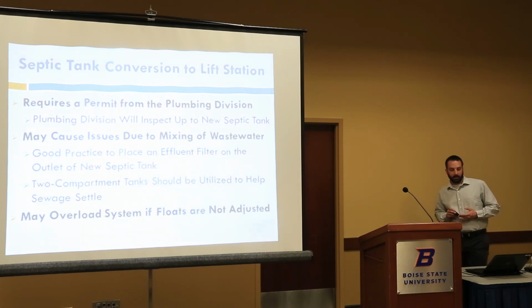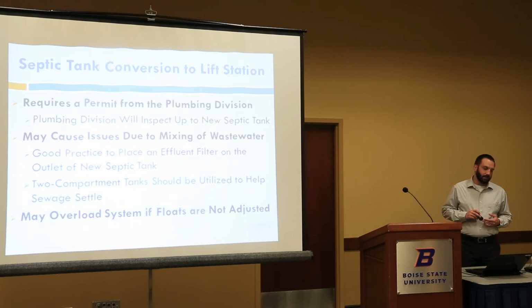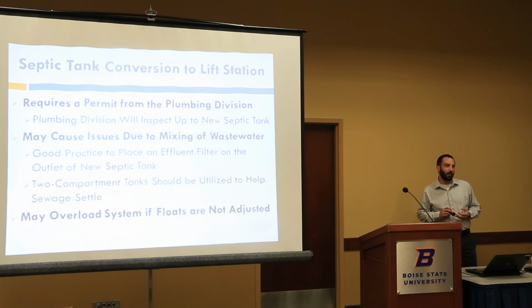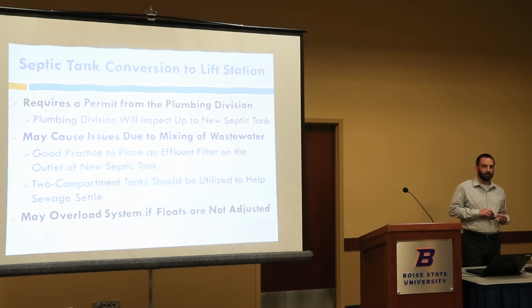And then the big thing that the inspectors and the installers need to understand too is that when you do this, the plumbing code doesn't require certain dosing volumes. Their code basically allows any lift station to fill up to within 2 inches of the top of that lift station until the pump kicks on, and when the pump kicks on, it voids the entire lift station. So if you've just converted a 1,000-gallon septic tank to a lift station and you don't adjust floats, you're going to dose 1,000 gallons to the drain field all at once.